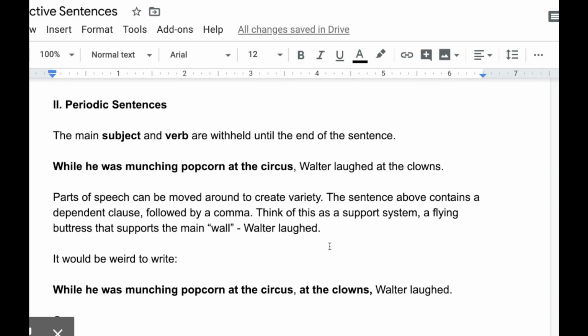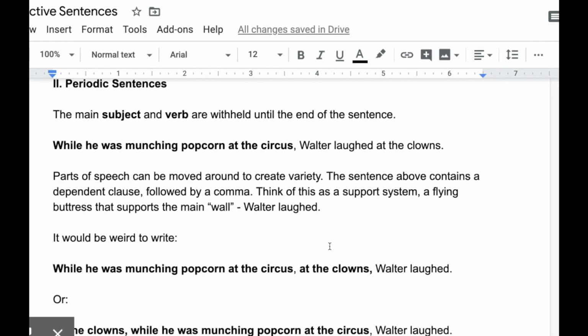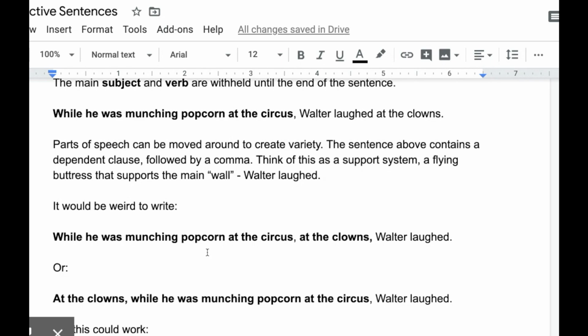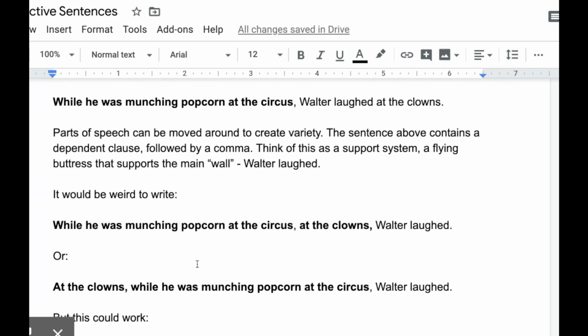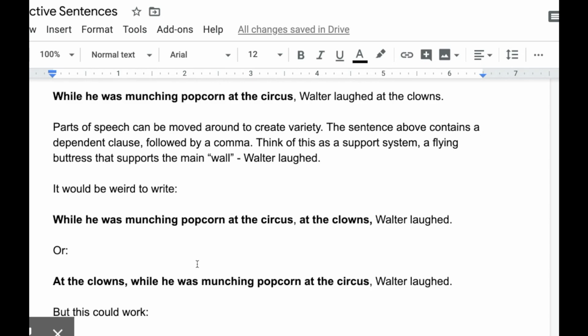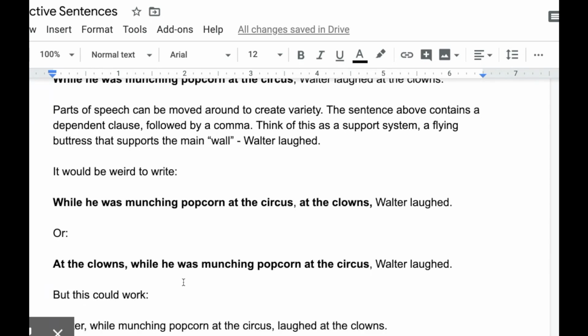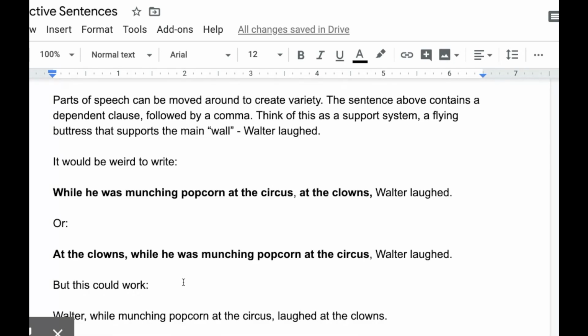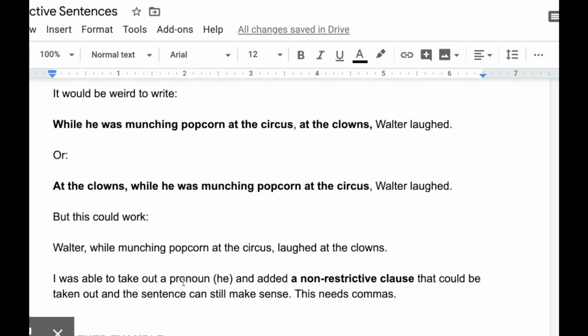And you can string dependent clauses together as long as that main subject and verb, that main sentence, that independent clause is strong enough. It would be weird to write this. While he was munching popcorn at the circus, at the clowns, Walter laughed. That's just weird. That doesn't make any sense, really. Or at the clowns, while he was munching popcorn at the circus, Walter laughed. That's just very strange. This could work, however.